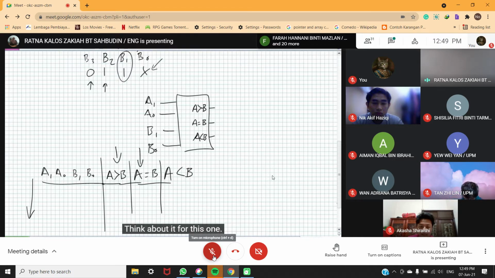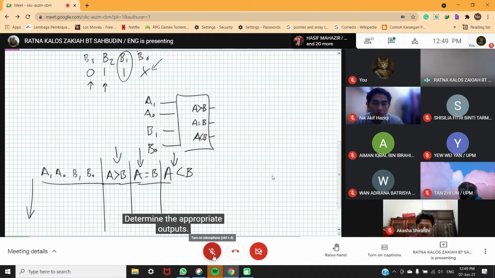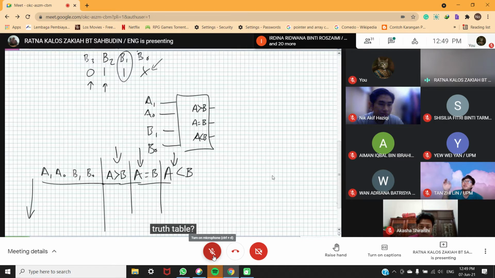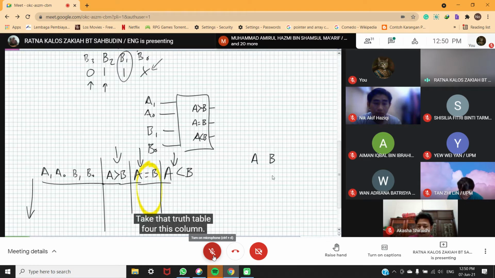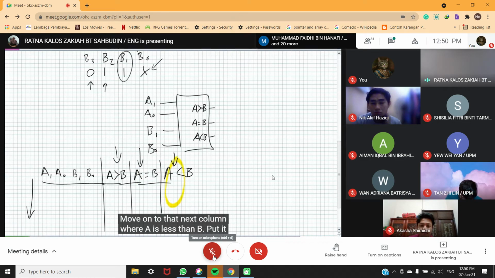Think about it for this one, think about it for that one, think about it for this one. Determine the appropriate outputs. What do you do with those things once you've developed the truth table? Take the truth table and put it in a K-map, a 4-variable K-map, for A is greater than B, entirely separate. Take that truth table for this column, put it in a K-map for A equals B, and come up with a minimum logic expression. Finally, you guessed it, move on to the next column for A is less than B, put it in a K-map and come up with an expression for A is less than B.